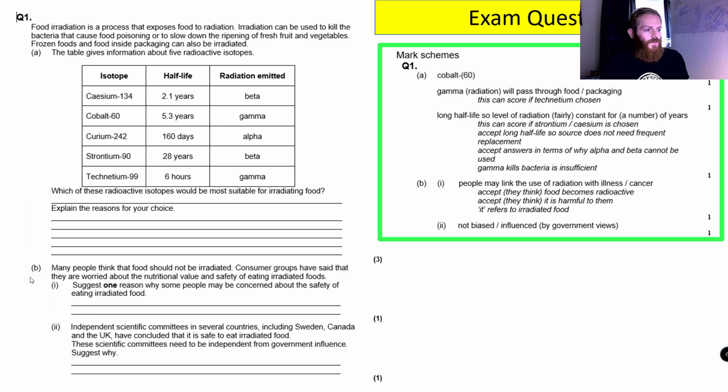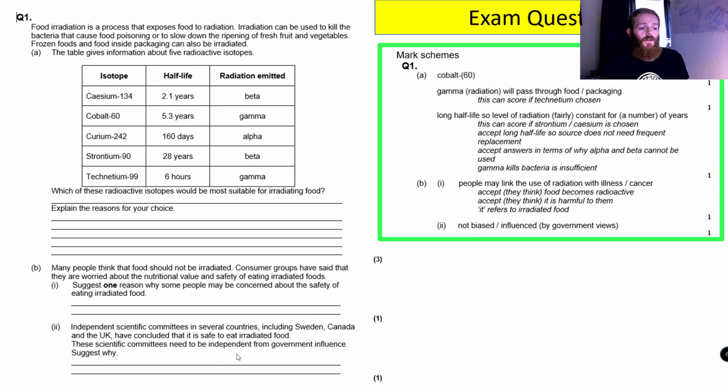Okay, finally, question 1b, part 2. Independent scientific committees in several countries, including Sweden, Canada and the UK, have concluded that it is safe to eat irradiated food. Well, no surprise there, because it is safe. These scientific committees need to be independent from government influence. Suggest why? Well, the answer is here, basically, in a nutshell. So it's not biased and it can't be influenced by government views.